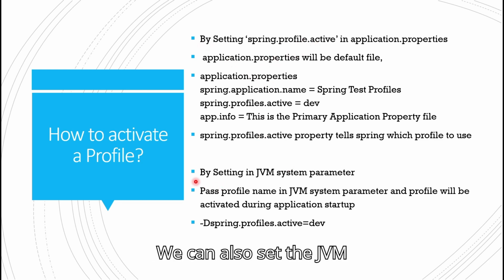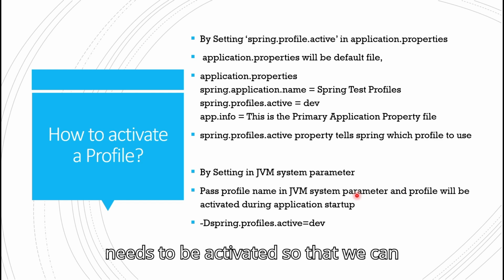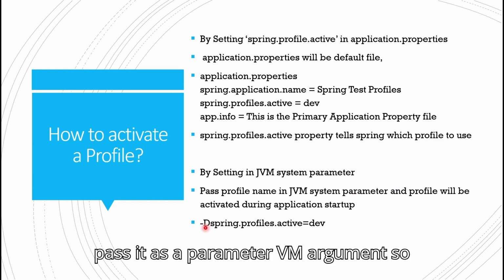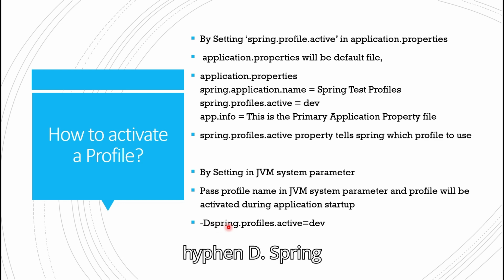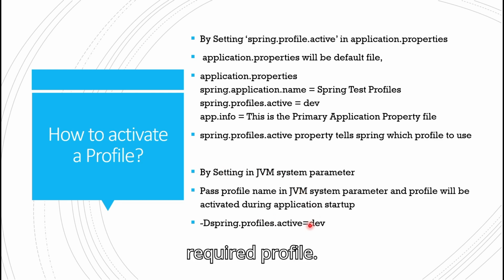We can also set the JVM system parameter for which profile needs to be activated. We can pass it as a VM argument: -Dspring.profiles.active=dev. In this way also we can activate the required profile.